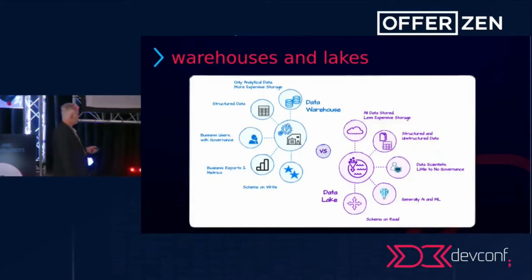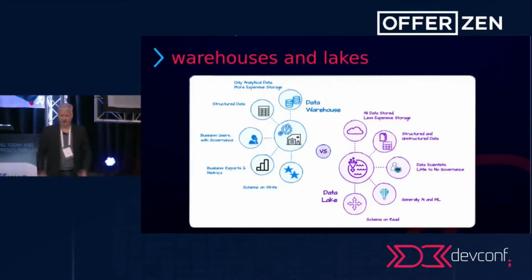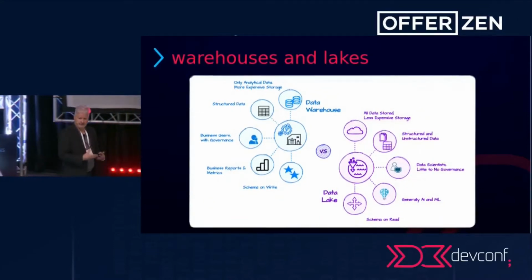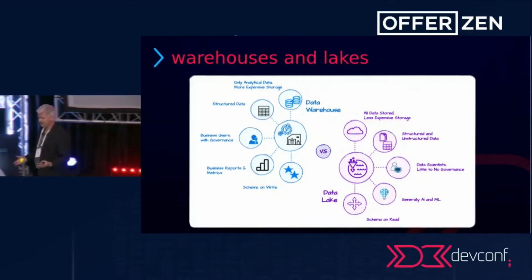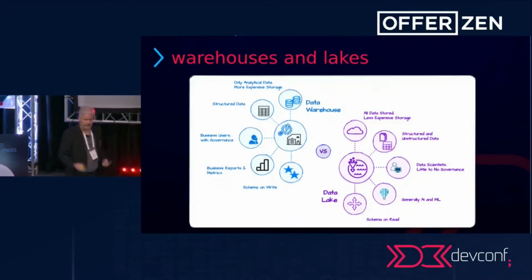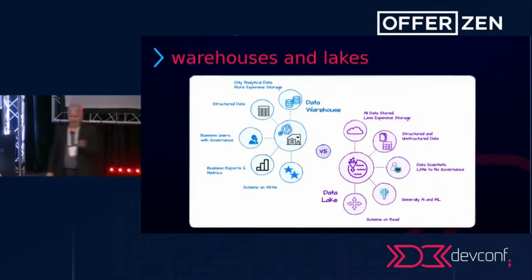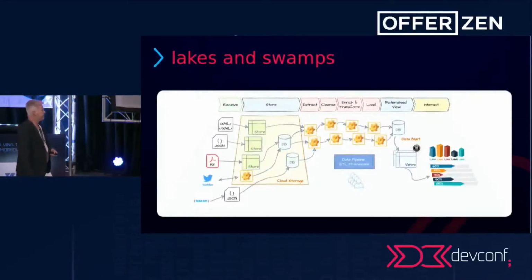And one of the stark differences between lakes and warehouses is that we had a read schema. So we only defined the data when it was coming out, not when it was going in. This gives us a huge amount of flexibility, but there's some trouble around trying to figure out what our schema is, right? Have we got the right thing? And so there are some restrictions around using data lakes.